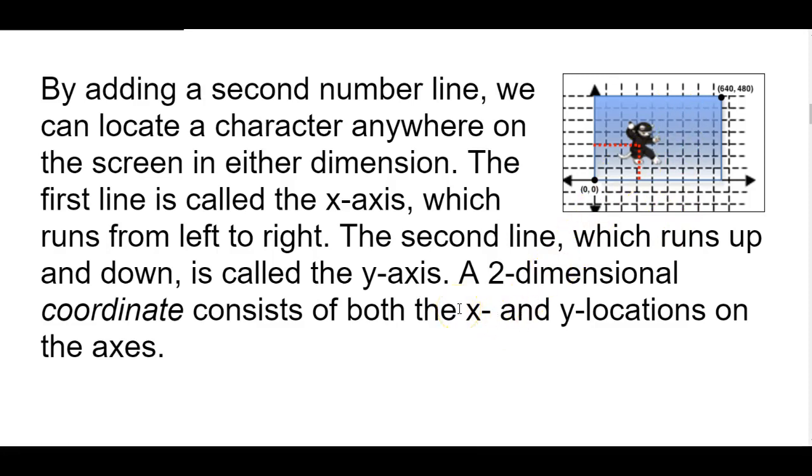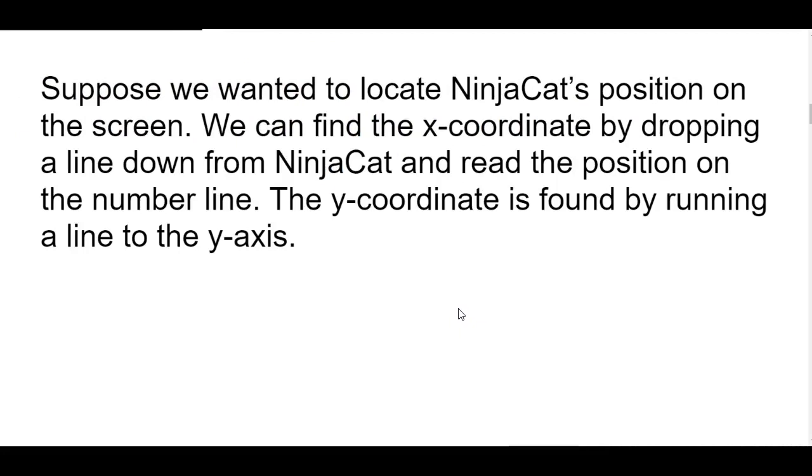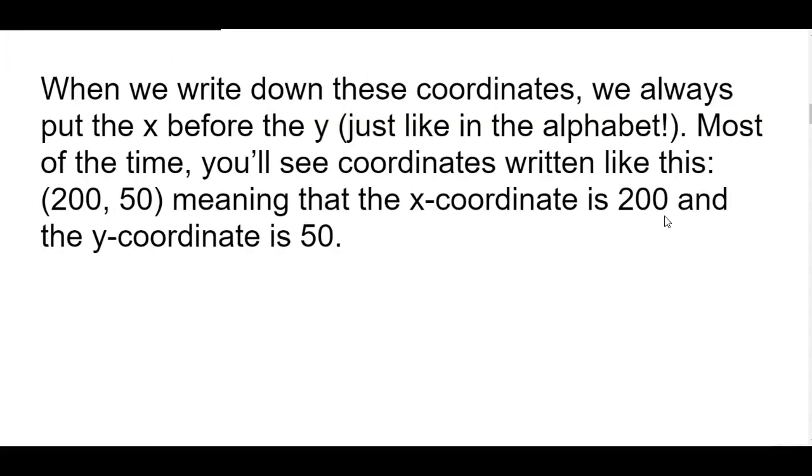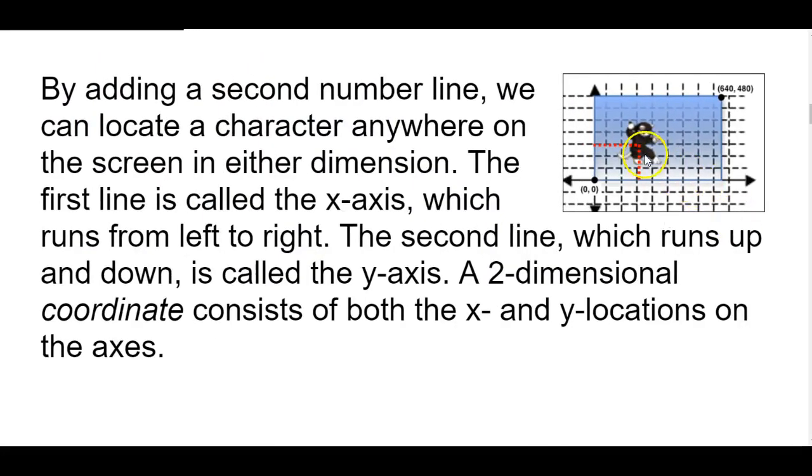Okay. Let's keep going. Now, suppose we want to locate Ninja Cat's position on the screen. We find the x coordinate by dropping the line down from Ninja Cat and reading the position on the number line. The y coordinate is done by doing the same, running a line to the y-axis. Here we have it. There's the cat, and you can see the line coming down to check what number it's at, and a line coming across to check what number it's at.